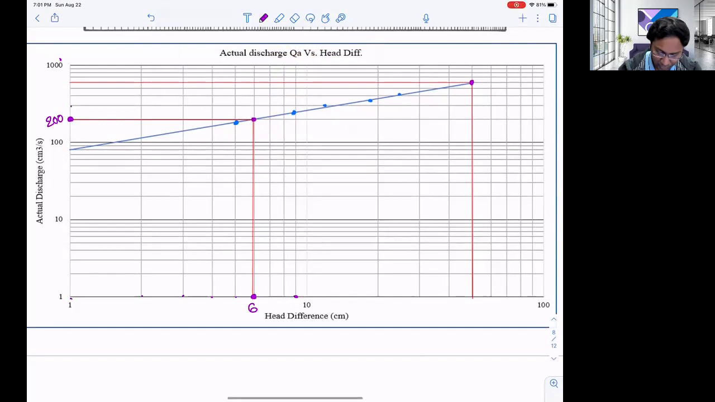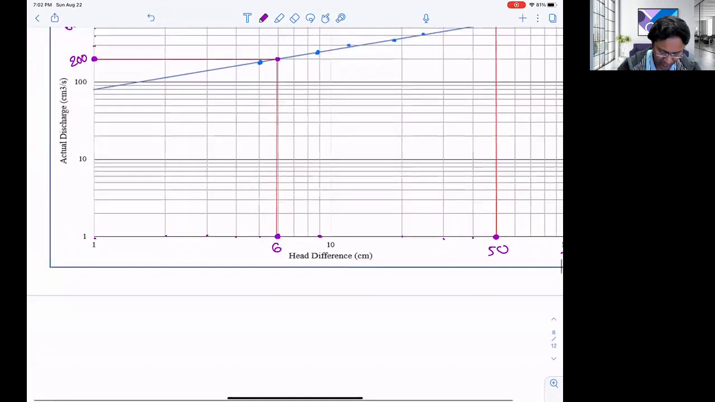Okay. And for this point, what is the value of H? Again, 10, 20, 30, 40, and this is 50, right? And that is 100. And what is the corresponding value of Q here? That is 200, 300, 400, 500, and 600. So that is 600. So we have 2 pairs of values, right?